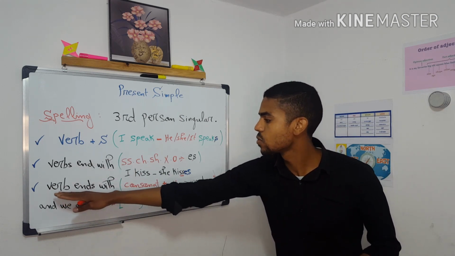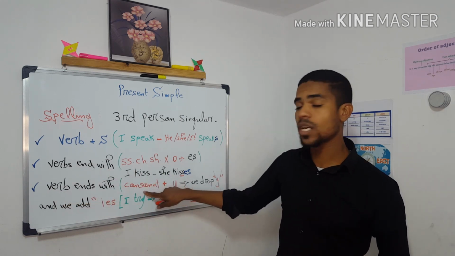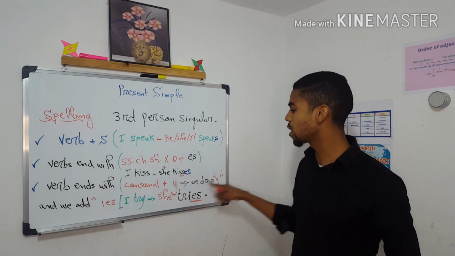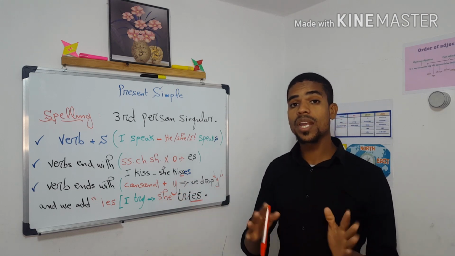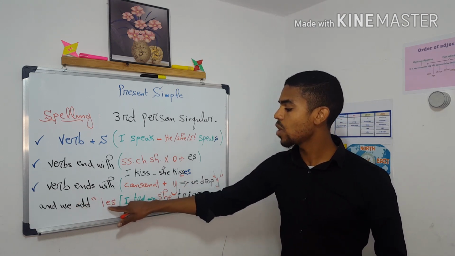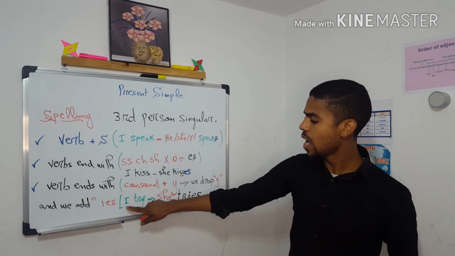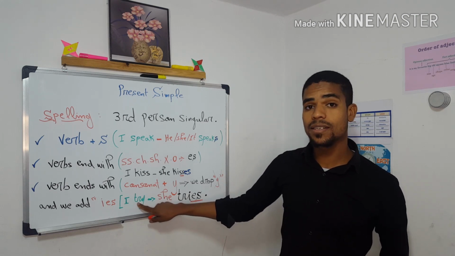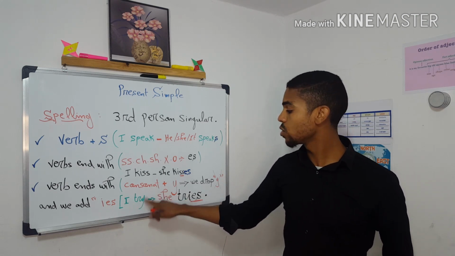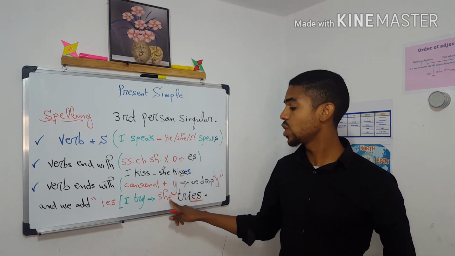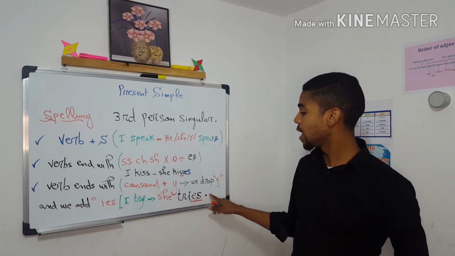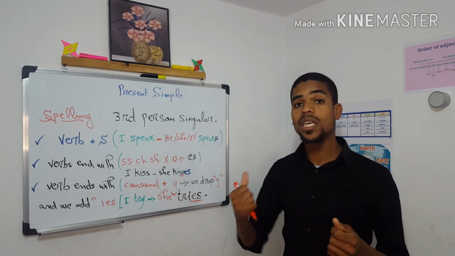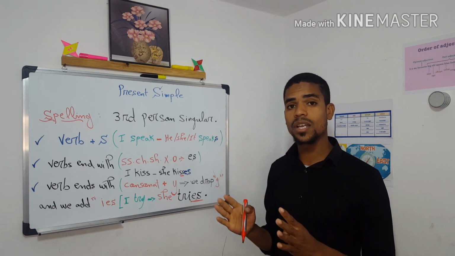And the third one, or last one, if you have a verb that ends with a consonant plus y, it should be a consonant, not a vowel. In this case, we drop the y and change it to an i, and we add es. Let's have a look at this one. I try. If you notice, this verb ends with y, and before it there is a consonant, okay? There is r, it's a consonant. We drop y, and we add es, and it becomes he tries or she tries. The same, I cry, he cries, we drop y, change it to an i, and we add es.